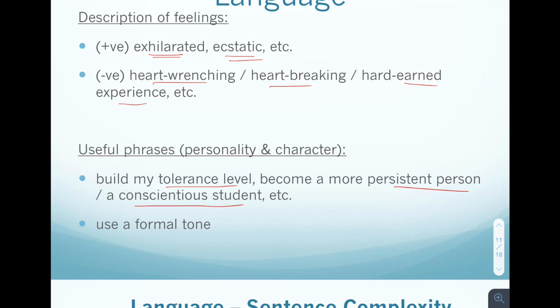All right, so you should use a formal tone because you're talking to the professors. All right, so try to use a formal tone when you write.